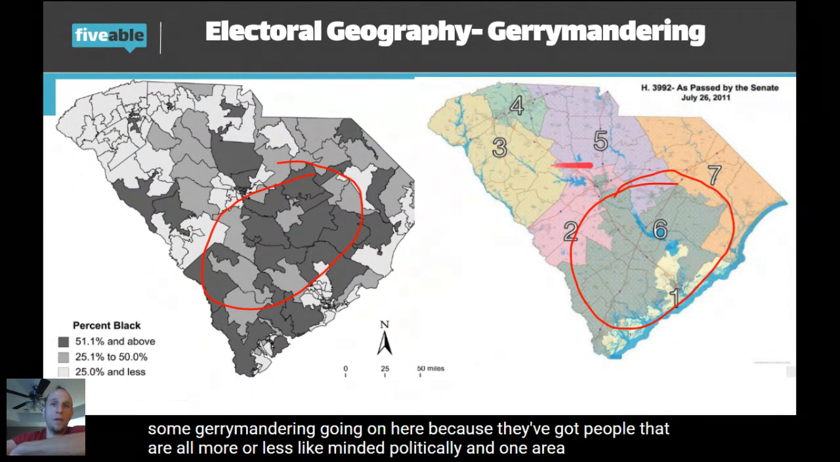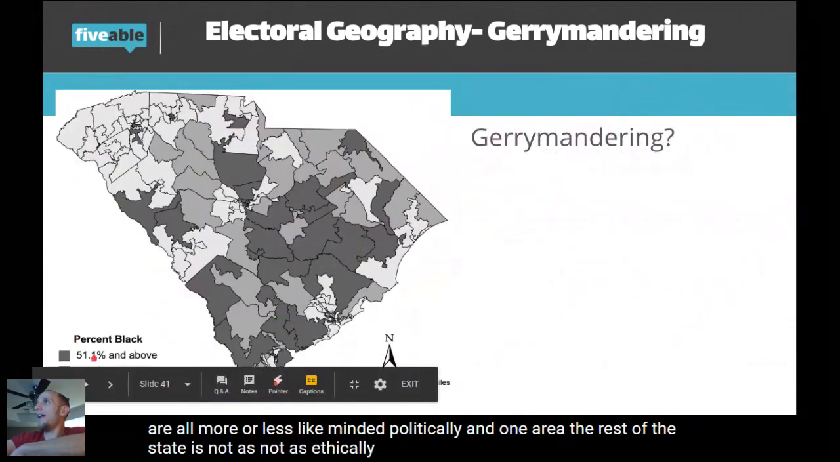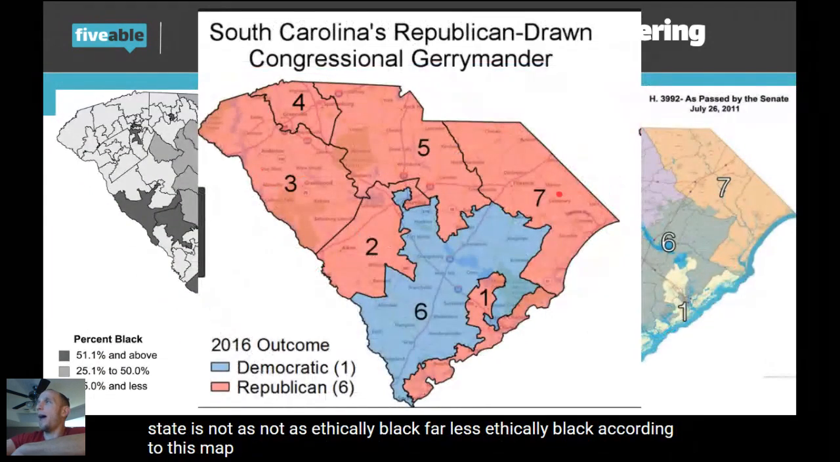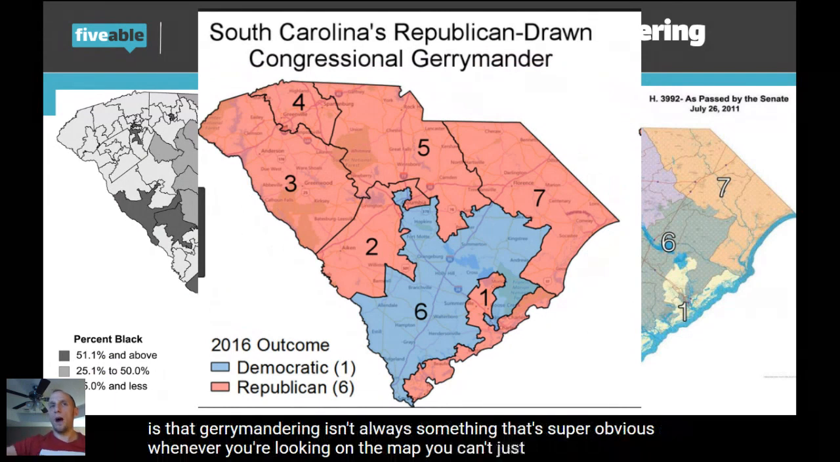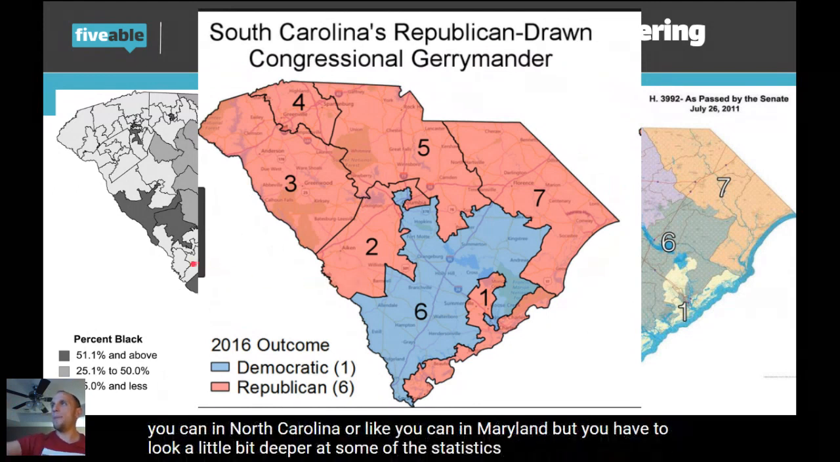Blacks tend to vote Democrat. The rest of the state is not as ethnically Black, far less ethnically Black, according to this map, and votes Republican. So that's what I wanted you guys to see: gerrymandering isn't always something that's super obvious when you're looking at the map. You can't always just eyeball it like you can in North Carolina or in Maryland. You have to look a little bit deeper at some of the statistics.